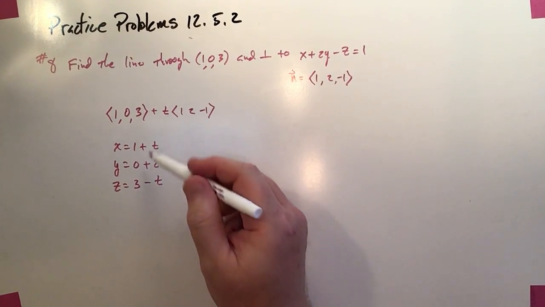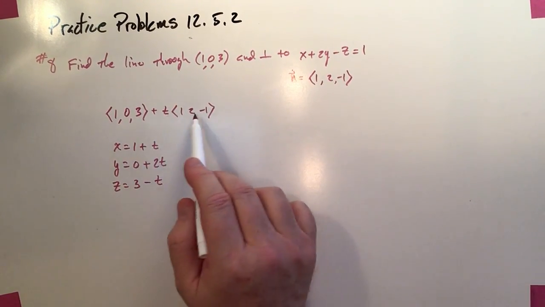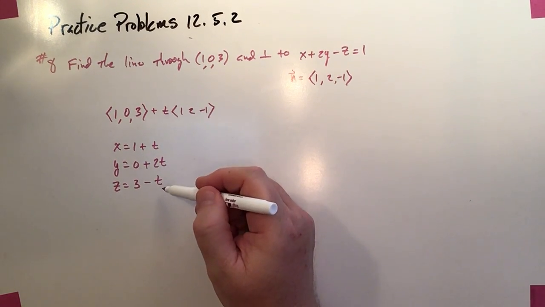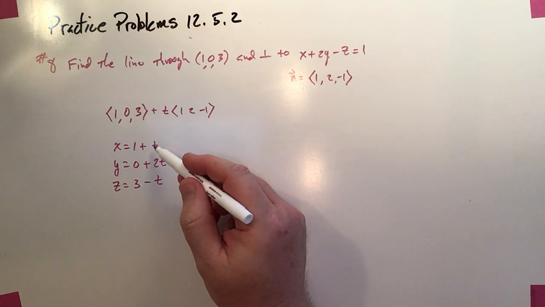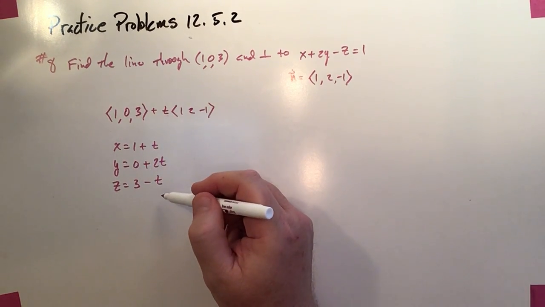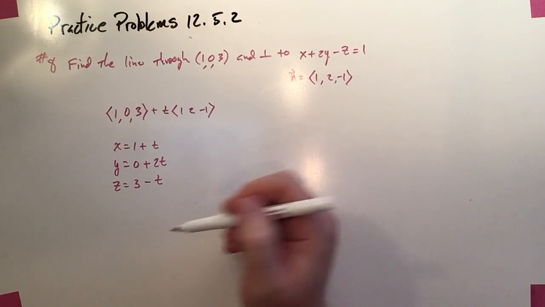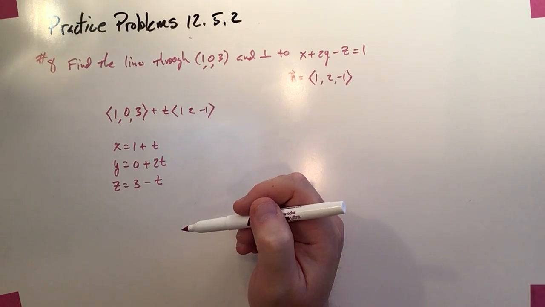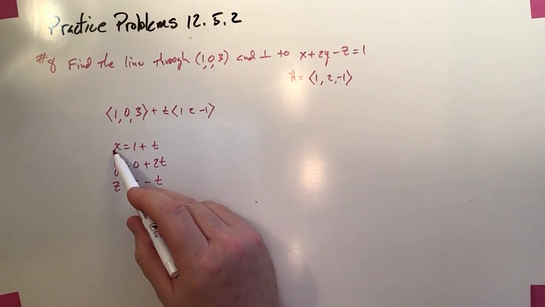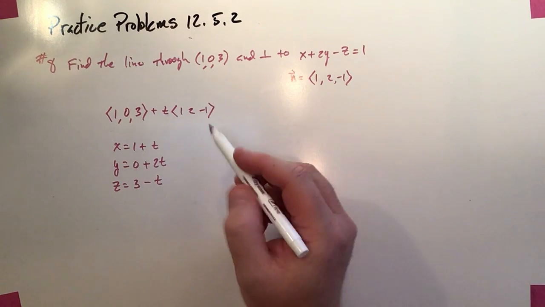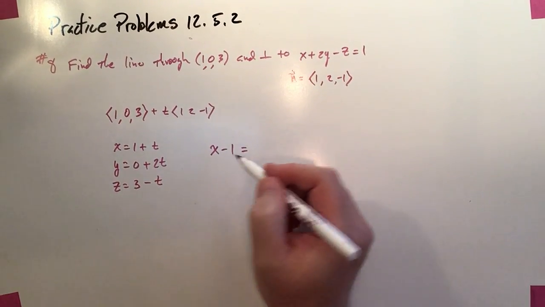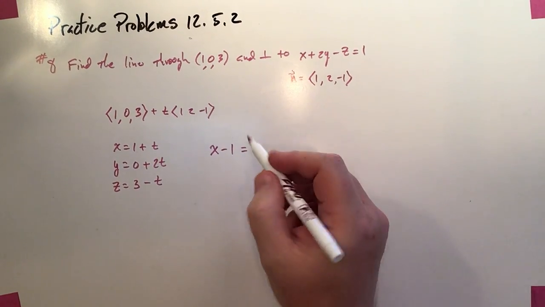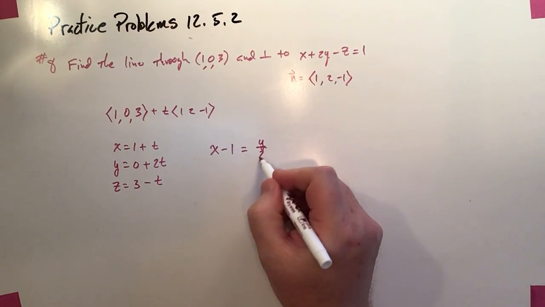So this is the second form of the equation for a line. This is the vector form, and this is called the parametric form because it features that parameter t. The final form is if I solve for t in all 3 of these and I set them all equal to each other. That's called the symmetric form of the equation for a line. If I take x minus 1, that will be equal to t. So that's the first term, x minus 1. And that will be equal to y divided by 2.